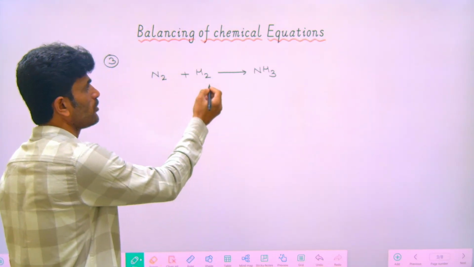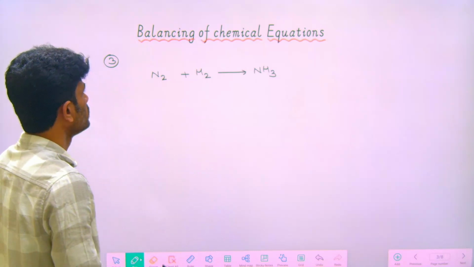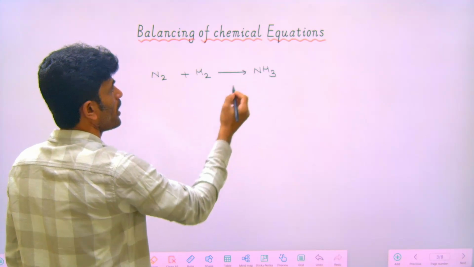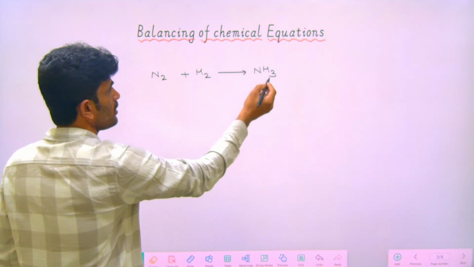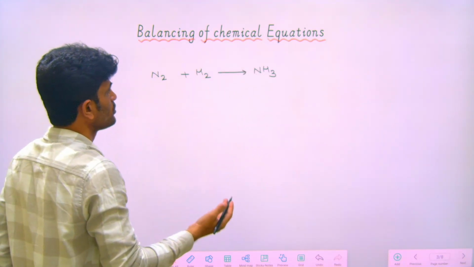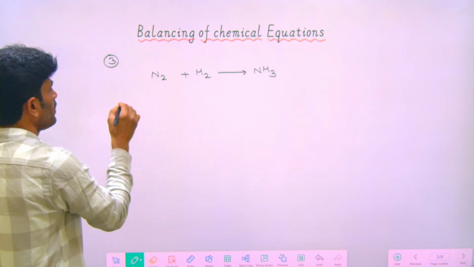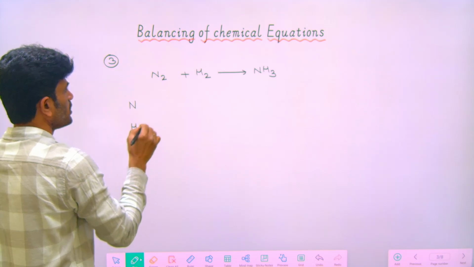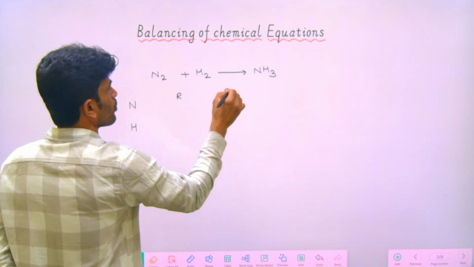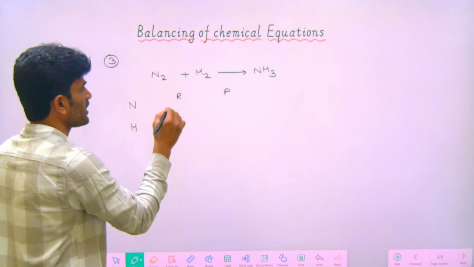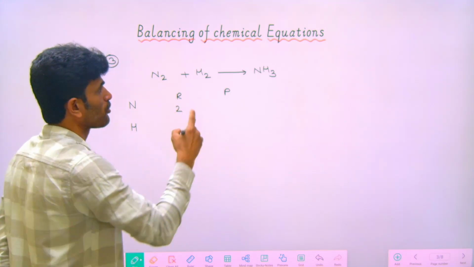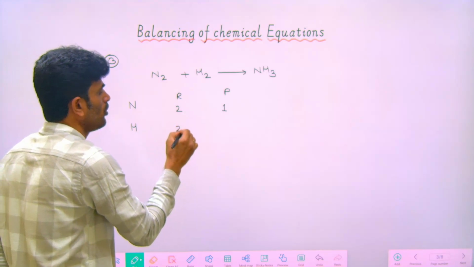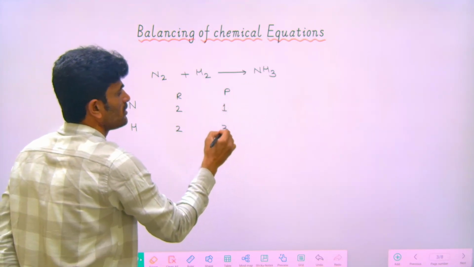We have nitrogen and hydrogen, here ammonia. So here, is it balanced? Here 2 nitrogens are there, here 1 nitrogen is there. Here 2 hydrogens are there, here 3 hydrogens are there. So it is not balanced. Let us see how many nitrogens and hydrogens on reactant side and product side. Nitrogens: reactant side 2, product side 1. Similarly, hydrogens: reactant side 2, product side 3.